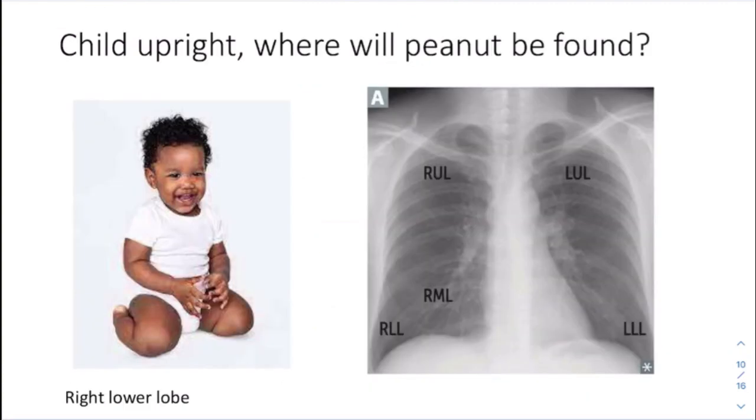Okay, let's talk specifically where this foreign object is going to go into the right lung in different body positions. So let's say a child is upright and he aspirates a peanut. Where will it be found? It's going to be found in the right lower lobe.